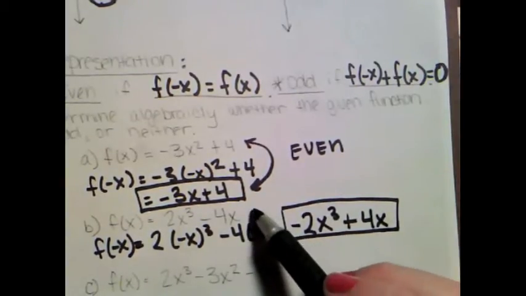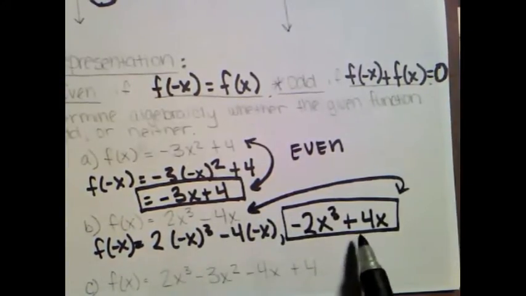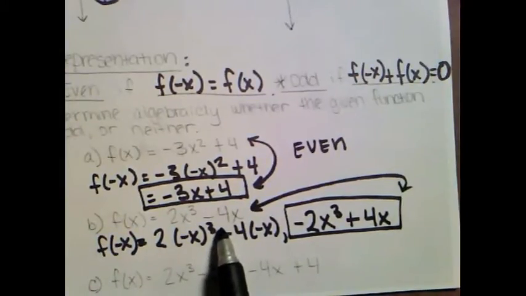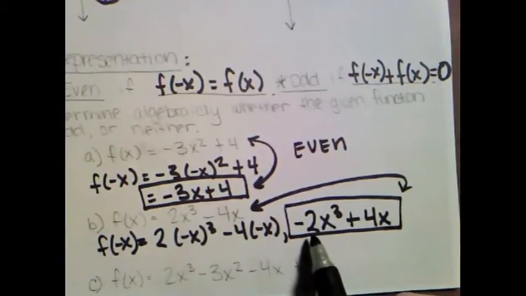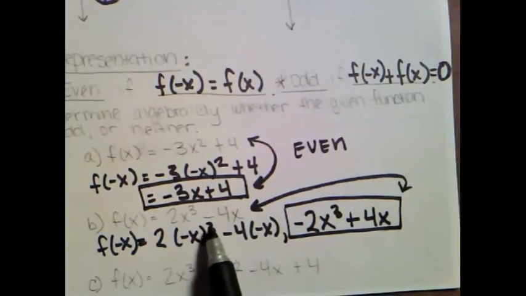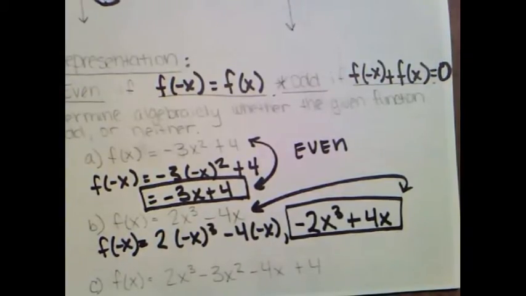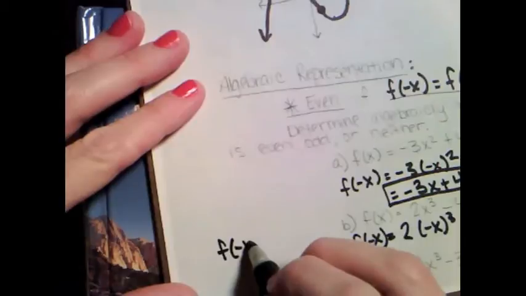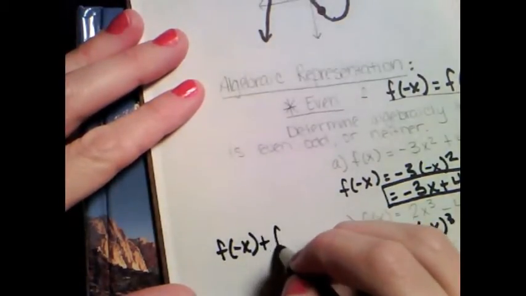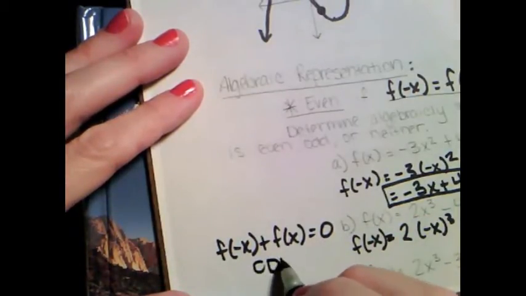So that's what we were left with after we plugged in a negative x. Now, is this exact same thing as what we started with? No. In fact, it's the exact opposite. So if I were to take 2x cubed and add that with negative 2x cubed, that would give me 0. And if I took a minus 4x and added it with a plus 4x, that would give us 0. So in letter B, this is the case where f of negative x plus f of x equals 0. The results are opposite. Odd function.